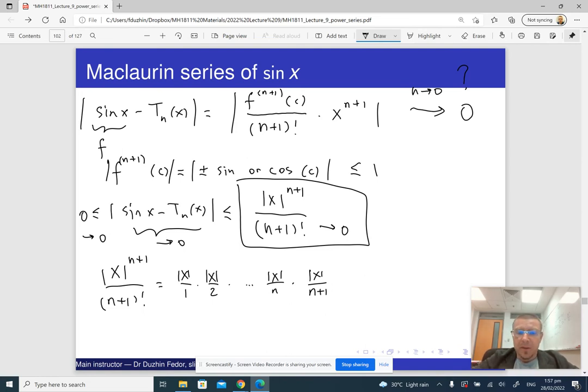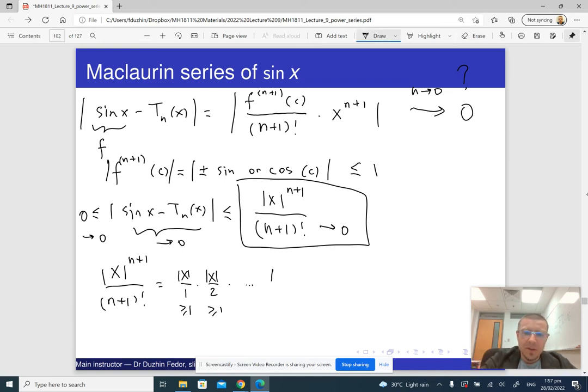Now, x itself is probably going to be bigger than 1, which means that this term is probably going to be bigger than 1. So the next term is probably going to be, again, bigger than 1. But at some point, x is going to be less than n. So when n is bigger than x, then the absolute value of x divided by n is going to be smaller than 1. So at which point is it going to happen? Exactly at the following point.